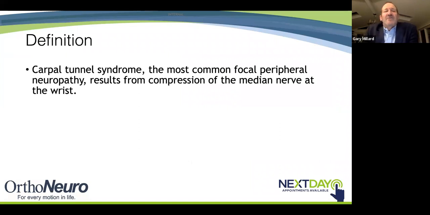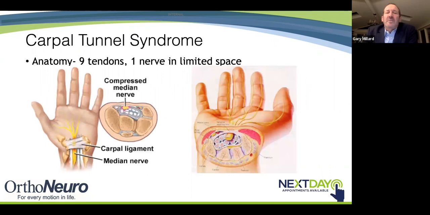There we go. All right, so carpal tunnel syndrome is the most common peripheral neuropathy. Carpal tunnel is a compression of the median nerve at the wrist. The carpal tunnel is actually an anatomic structure. It's a very small enclosed space. We have nine tendons passing through it, basically all the tendons that flex our fingers, as well as the median nerve. So it is a very confined space for a number of structures.